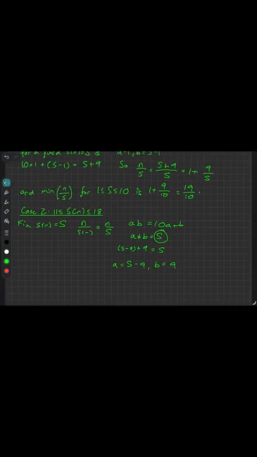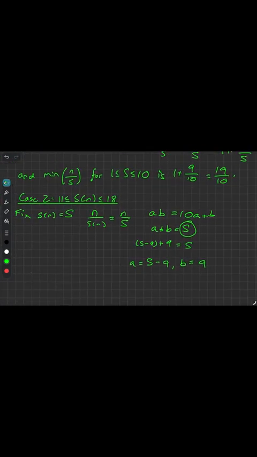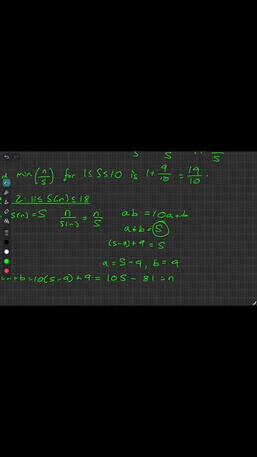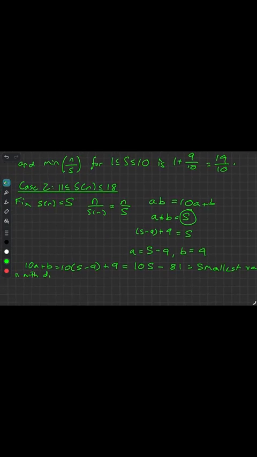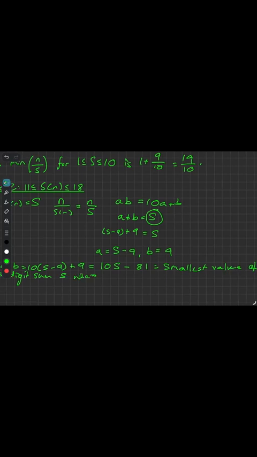Cool. And in this case, 10a plus b is going to equal 10 times (s minus 9) plus 9, which is going to be 10s minus 90 plus 9, or 10s minus 81. Okay, and this is equal to n. So this is the smallest value of n with digit sum s, where 11 is less than or equal to s is less than or equal to 18.